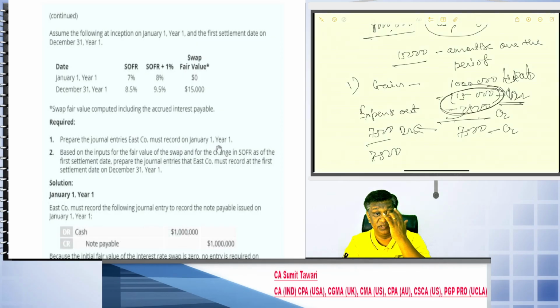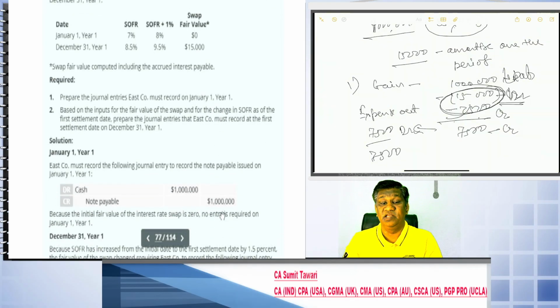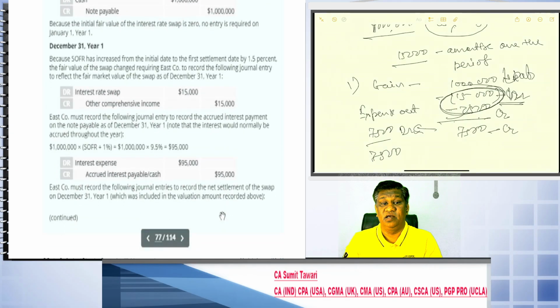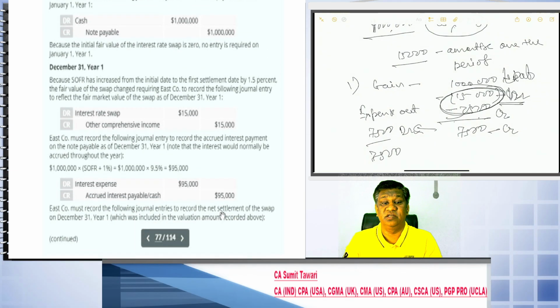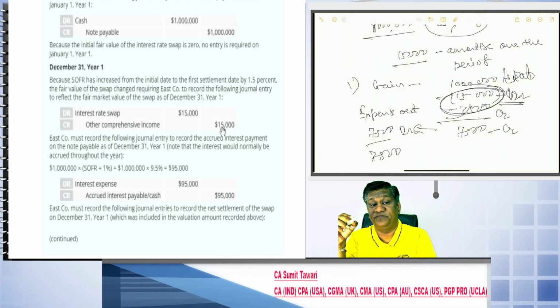Same as before, first 1 million to 1 million, and then the interest rate. Interest expense is 95,000, because now Eastern company needs to pay interest at SOFR plus 1. So that is basically their interest expense. Interest rate swap and other comprehensive income, that is 15,000 which they are gaining. So interest rate swap is debited, and other comprehensive income we need to credit. That is the other comprehensive income which they are gaining.